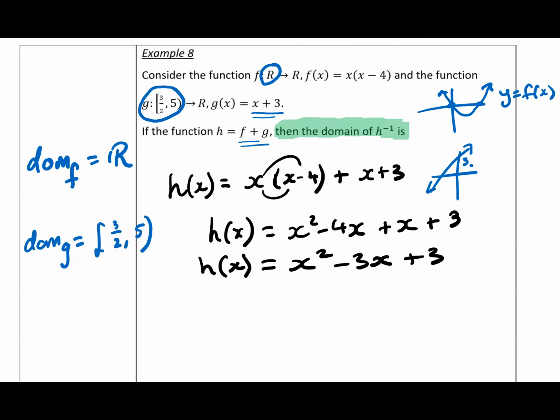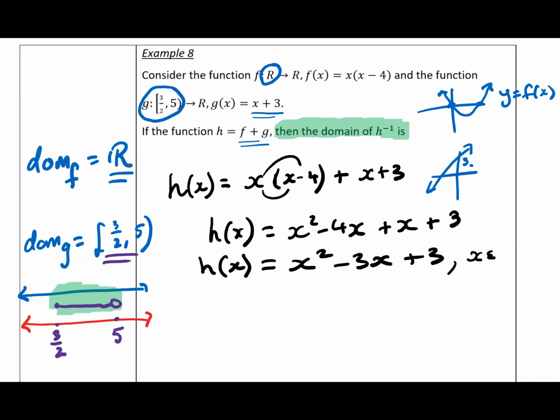So the domain of f, if I imagine a number line here, well, f was just, let's do that in blue, that was just reals. But the domain of g was from 1.5, so let's call that 3/2, to an exclusive 5. Now what's the shared domain? What's the overlap? And of course the overlap is just going to be g. So not only is my function for h x squared minus 3x plus 3, not only is it that quadratic, but also x is an element of 3/2 to 5.